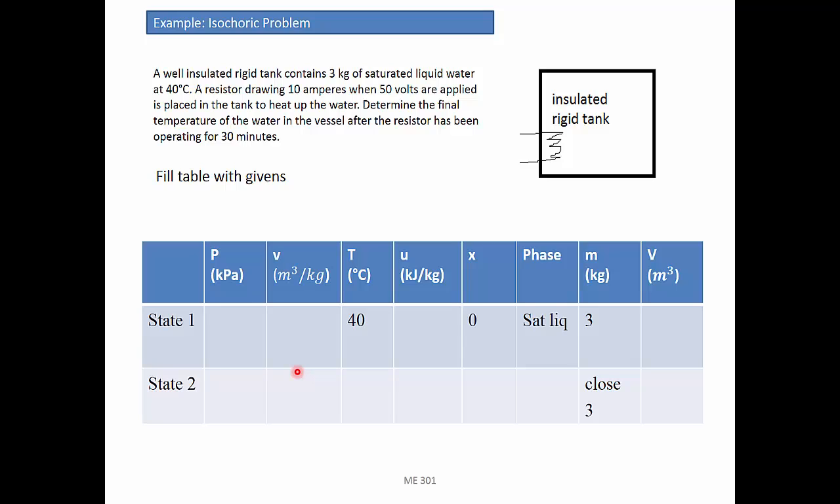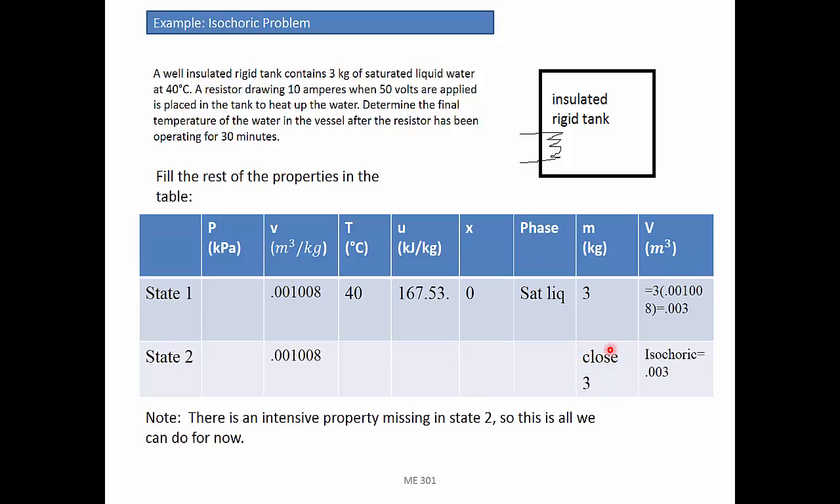Step 2. We need to find all of the properties in the table, all of the missing ones. For state 1, from the givens of the problem, we know that the phase is saturated liquid with temperature at 40 degrees C. Since the system is closed, the mass will remain constant for both states at 3 kg. From the saturation temperature table, for state 1, we can then find the rest of the missing properties.